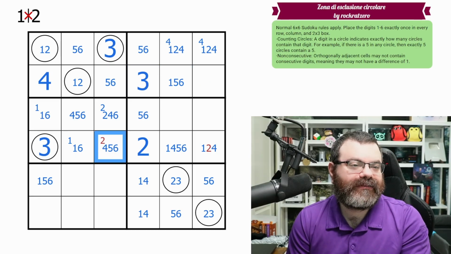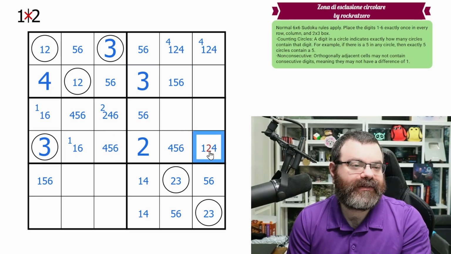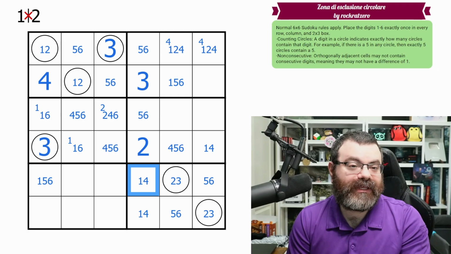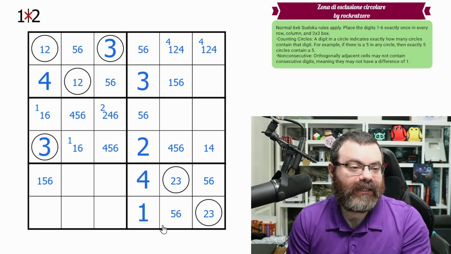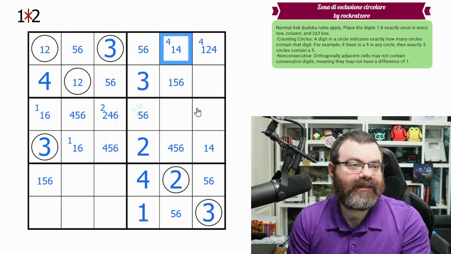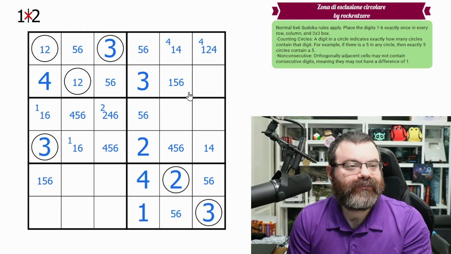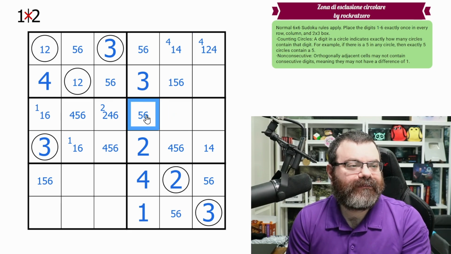Okay, now, gotta be careful. 2 eliminates 1 from here. This can't be 2. 2 eliminates 1 from here, so this is 4 and 1. Okay, 4 can't be next to 3, so that's 2, 3. 3 in the corner? Okay, that's not a 2. 2, 4, 5, 6. Oh, 5, 6 eliminates 6 from here as well.